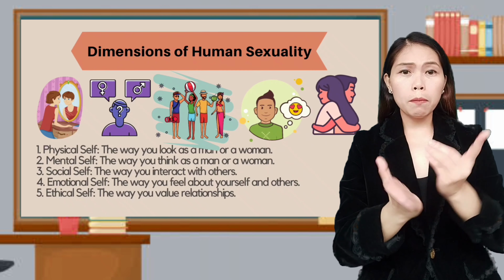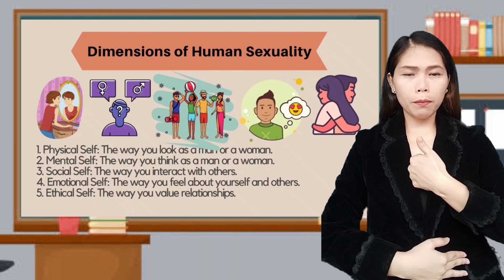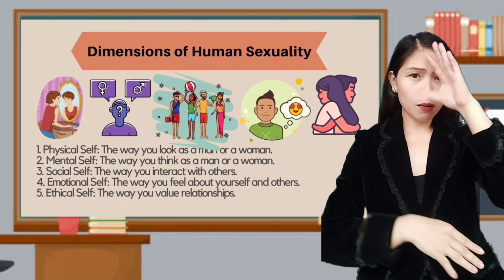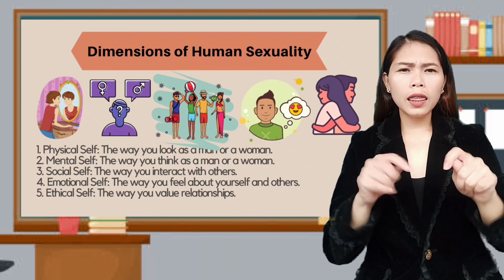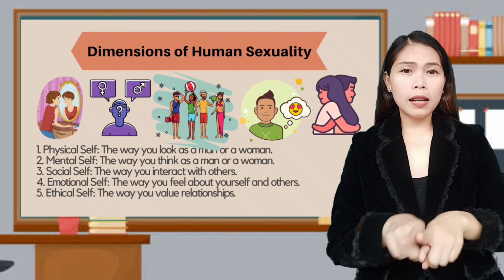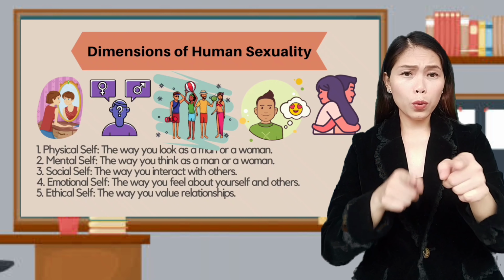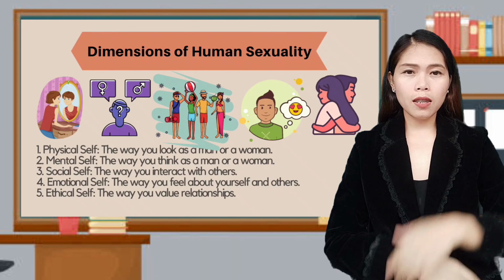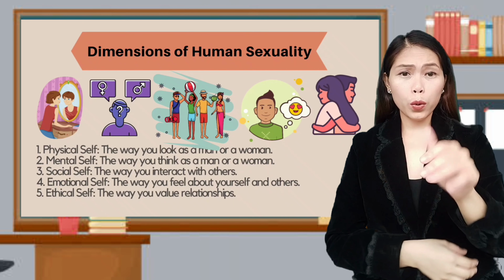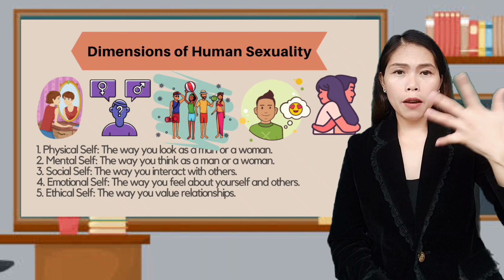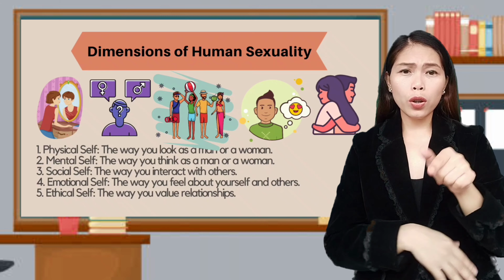Now let's proceed to the dimensions of human sexuality. 1. Physical self. The way you look as a man or a woman. 2. Mental self. The way you think as a man or a woman. 3. Social self. The way you interact with others. 4. Emotional self. The way you feel about yourself and others. 5. Ethical self. The way you value relationships.